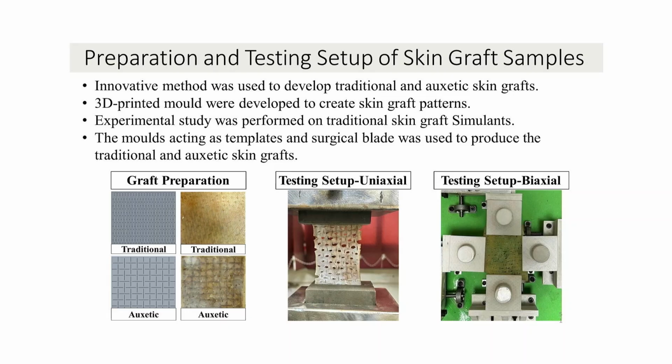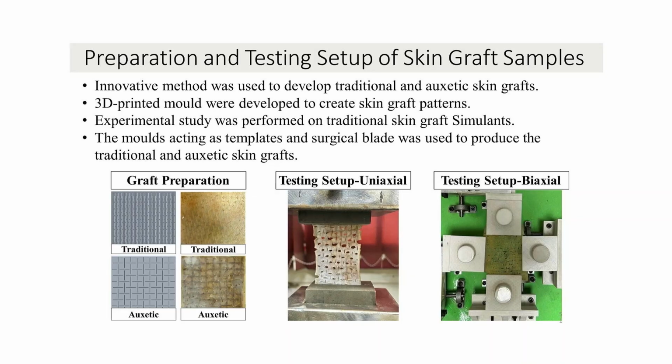Then we did some testing, so uniaxial testing on a universal testing machine, right? So this is a testing setup where these grafts are placed. We also did biaxial testing because skin usually experiences both uniaxial and biaxial forces. If you have a completely symmetric wound, you will have biaxial forces. If you have an unsymmetric wound, you will have more uniaxial forces because you have a longer length of the wound in the other direction, right? So that is typically what is observed.